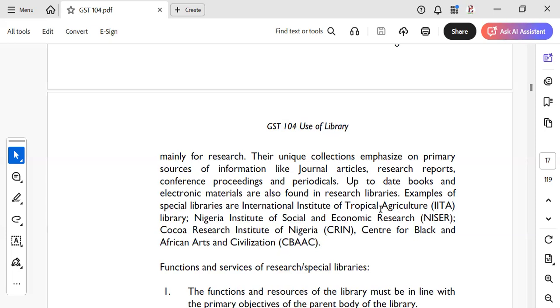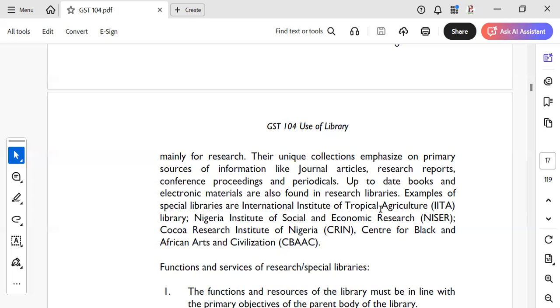Then they give examples. So once you see examples like International Institute of Tropical Agriculture Library, Nigeria Institute of Social and Economic Research, NISER, COCO, which is Cocoa Research Institute of Nigeria, that is CRIN. I think that one is found in Ibadan. Center for Black and African Arts and Civilization, that is CBAAC.